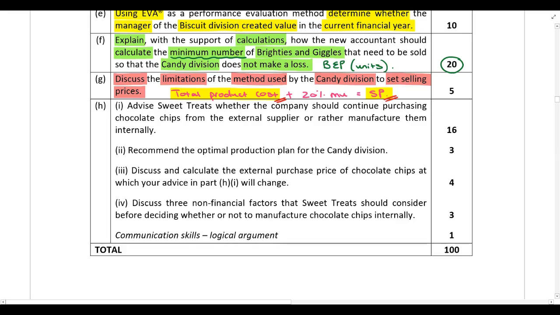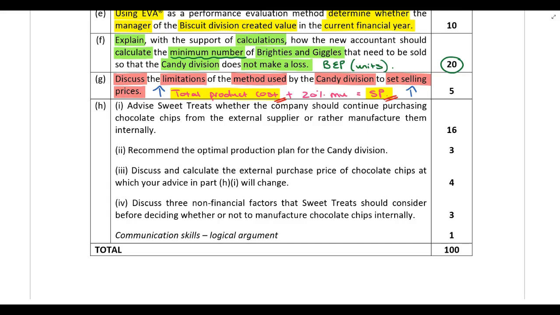There's also the problem that if total product costs increase, selling prices will also increase. So this can lead to a complacent attitude towards cost control, because cost increases are just passed on to the customer through higher selling prices. Now, this is extremely dangerous where luxury products are sold and demand is elastic. So what do I mean by that? The candy division sells candy. They sell Brighties and they sell Giggles. Both of those are luxury products.